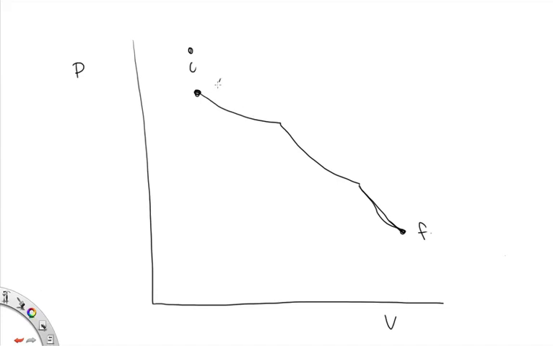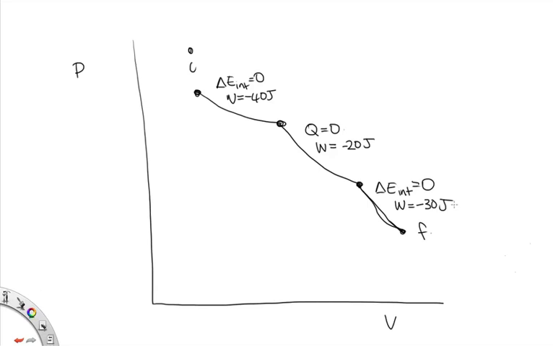This one's isothermal, so isothermal tells us that the change in internal energy is equal to 0. We're told in the question that the work done is 40 joules in magnitude. It's expansion, so that's minus 40 joules. Along the second part, we're told that this is adiabatic, which means Q is equal to 0, and we're told that the work done, again it's going to be negative, is 20 joules, so minus 20 joules. This third part is again isothermal, so no change in internal energy, and the work done, we're told, is 30 joules, and that will be negative as it's an expansion.